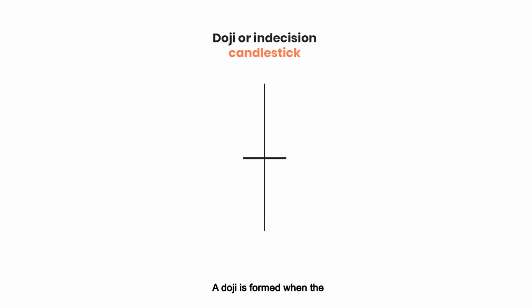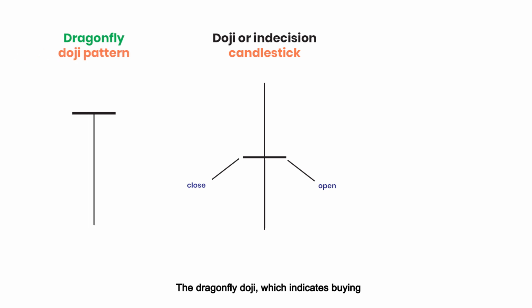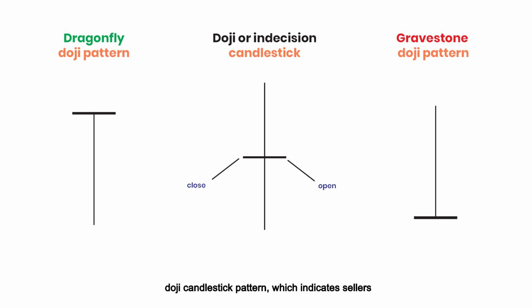A doji is formed when the market opens and closes at the same price. It tells us that there is equality and indecision between buyers and sellers. When this pattern occurs at the top of an uptrend or at the bottom of a downtrend, it usually indicates that the market is likely to reverse. Apart from the main doji, there are two types of doji candlestick patterns. The dragonfly doji, which indicates buying power and control, and the gravestone doji candlestick pattern, which indicates sellers in control.